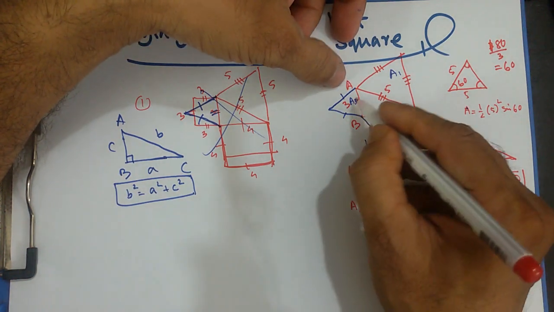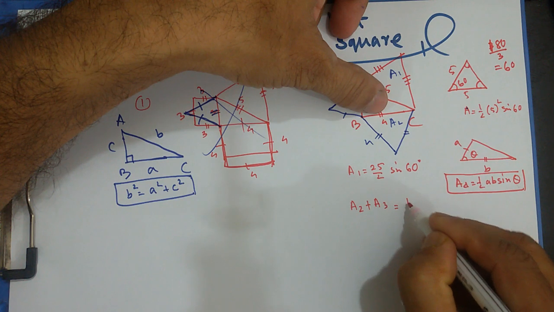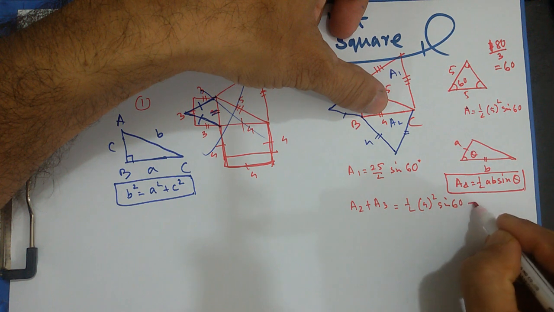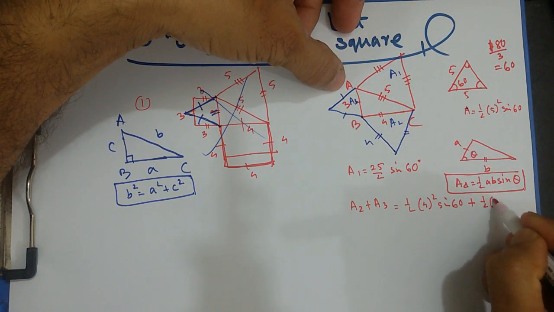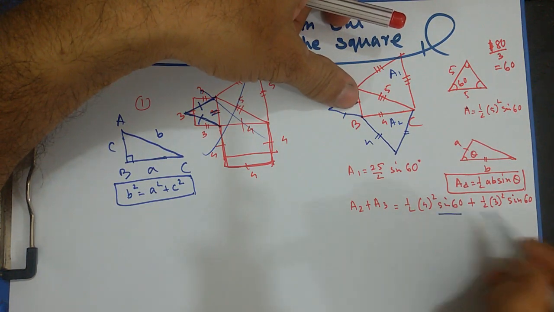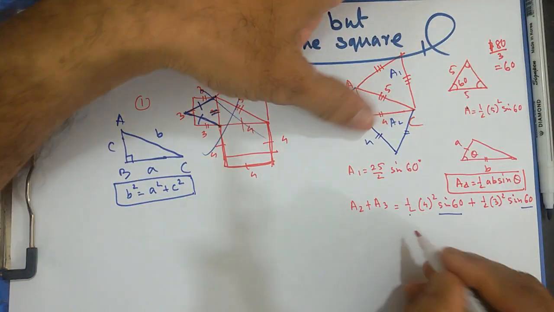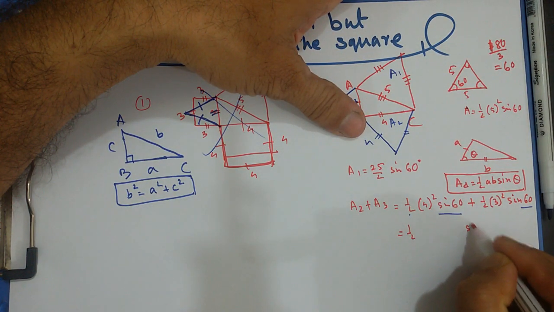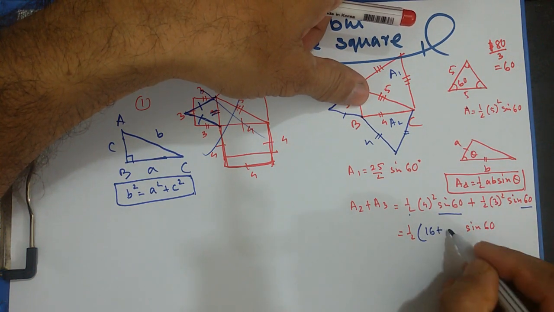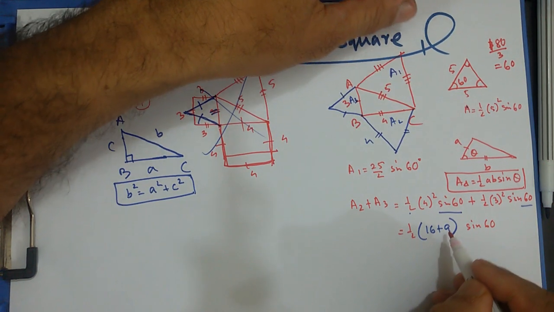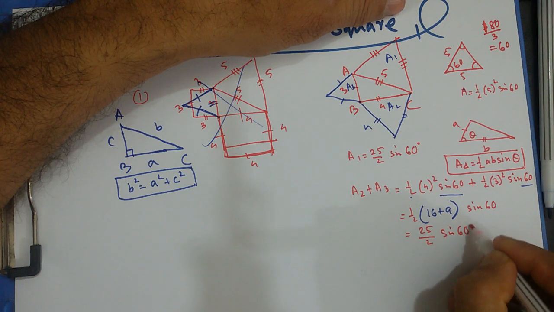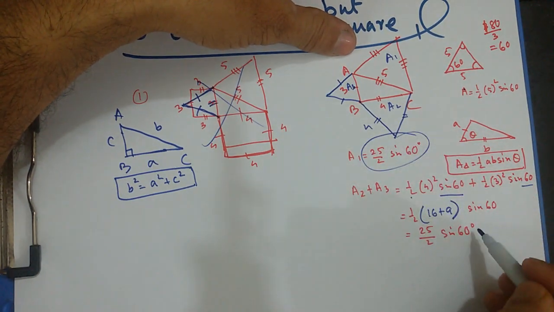So area 2 is going to be the same way. This is my area 2. So half 4 squared sine 60, plus for this one half 3 squared sine 60. Now you can see that sine 60 is common and half is common. So if I take half and sine 60 common, in between I have 4 squared is 16 plus 3 squared is 9. So that's 16 plus 9 is 25. So 25 divided by 2 sine 60. Now these two are equal.